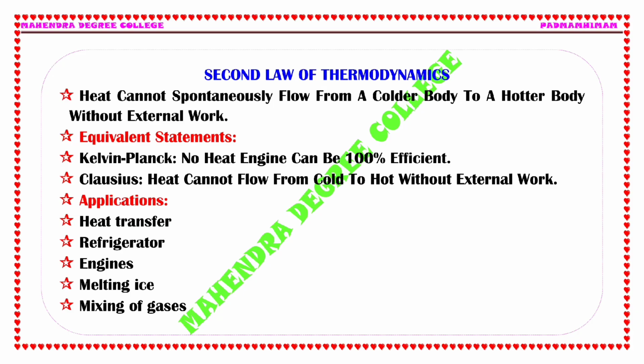The final explanation. The second law explains heat flows in a fixed direction. Refrigerators need external work. Engines cannot be perfectly efficient. Melting and mixing are spontaneous and irreversible processes.